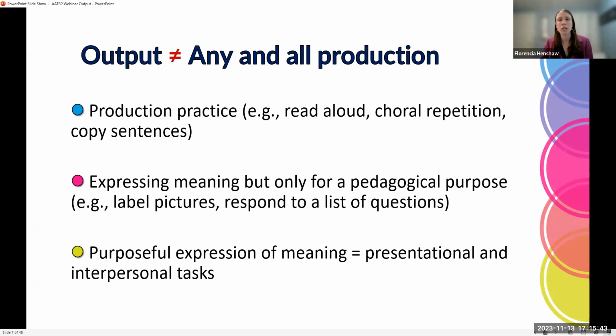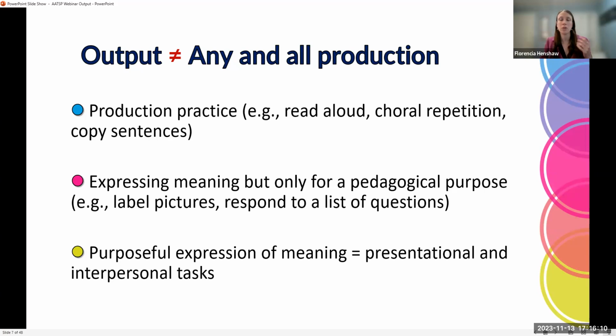Let's talk about language production as a bit of a continuum, if you will. This is a very simplified continuum. Some things may fall in a gray area between them. On one extreme of the continuum, you have production practice, things like reading out loud, repetition, copying sentences. Somewhere in the middle, you have expressing meaning, but only for a pedagogical purpose.